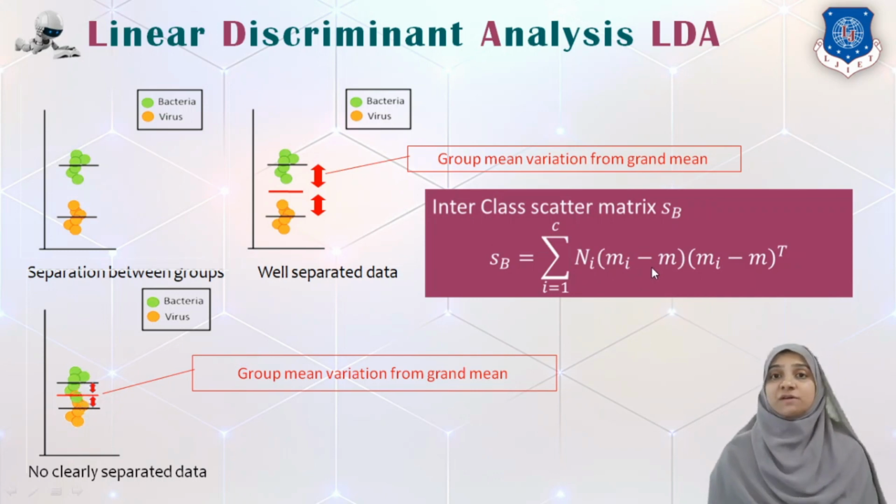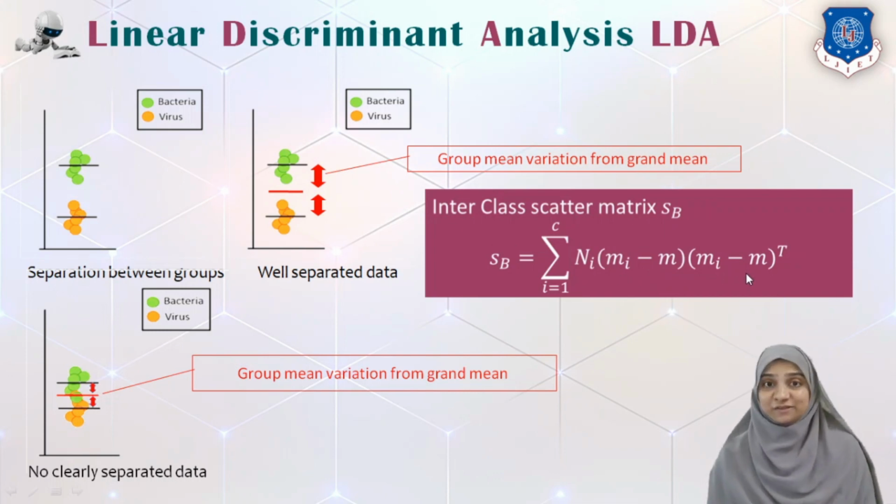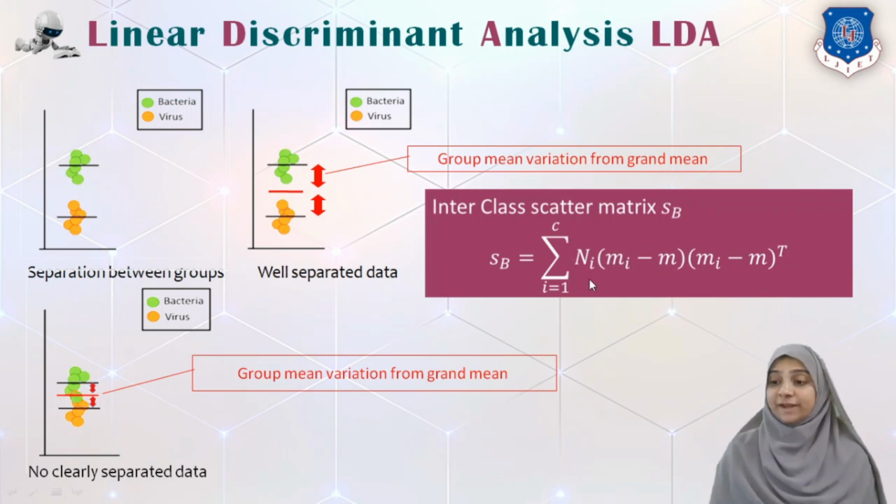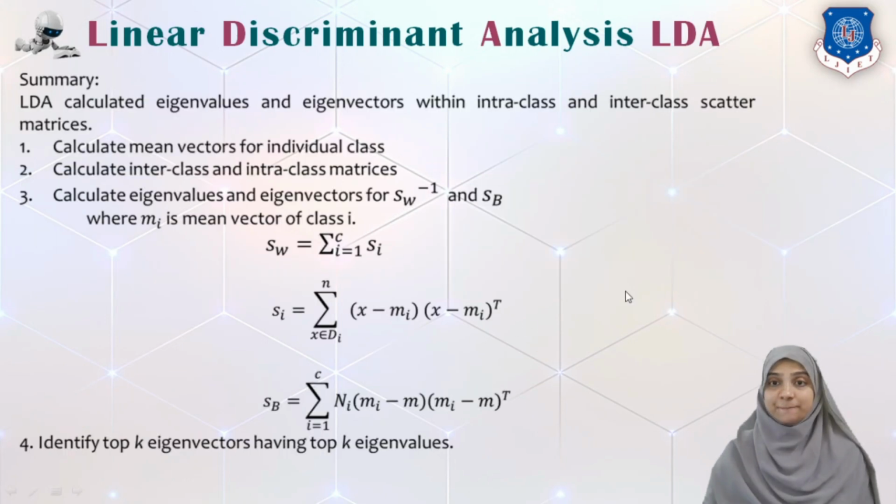Instead of squaring the term, here we have vectors. So in order to produce a matrix, we will multiply a vector with its transpose. So it will ultimately give us a matrix. We will take the vector which gives the difference between the mean of a group and the grand mean, and multiply the vector with its transpose, in order to produce the interclass matrix S of B.